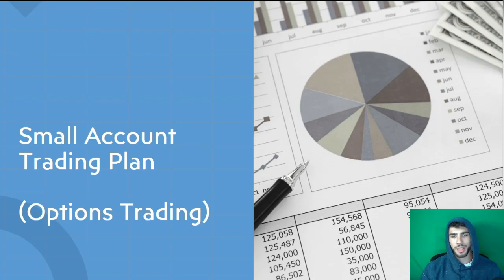So today we're going to get right into it. We're going to be talking about a small account trading plan. Basically, I'll be showing you how I took $3,000 to $27,000 on my small account, and also I'm going to be breaking down the exact strategy that worked for me. Now, I'm not saying this is going to work for you. However, this is what worked for me, and I hope you can pick something up from this video.